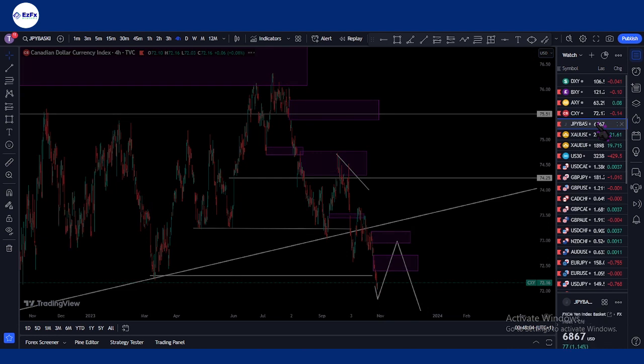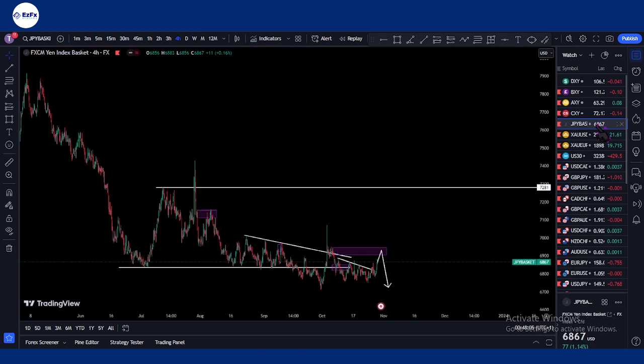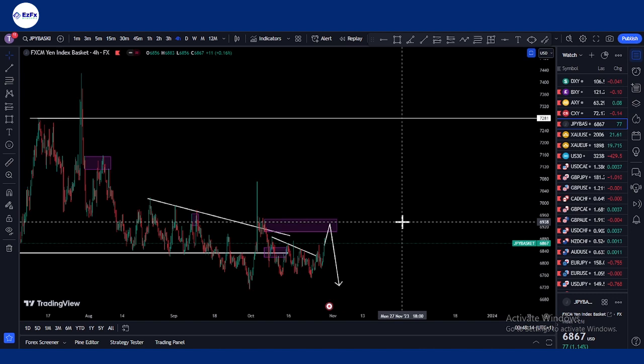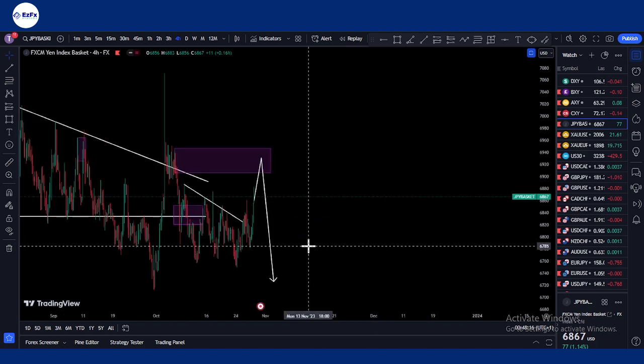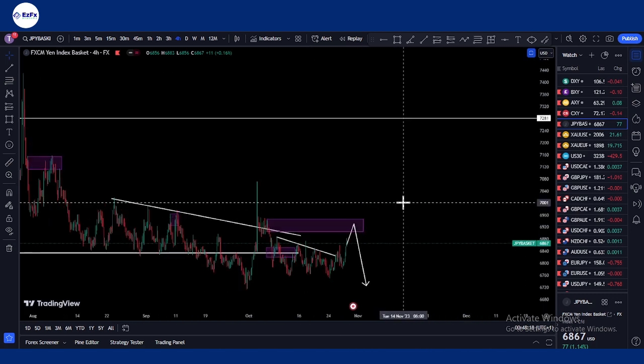Now lastly, for the currency pairs we'll be looking at together, we'll be looking at JPY basket. Now for the past couple of weeks now, we've been expecting JPY basket to continue its fall, and we still got to see something similar to that happening during the course of last week.